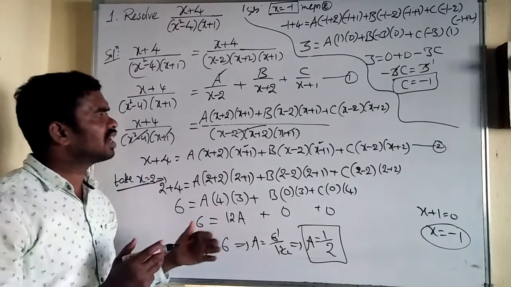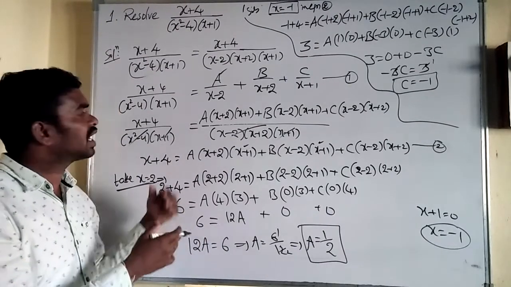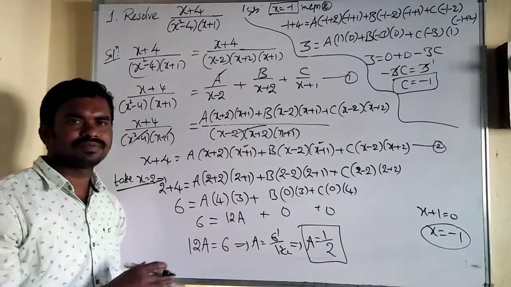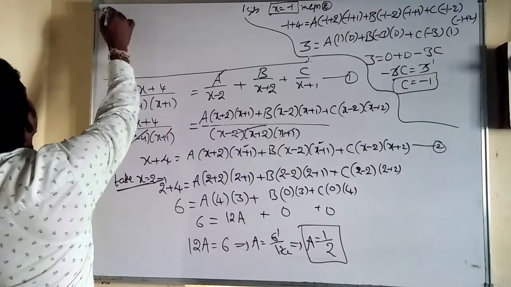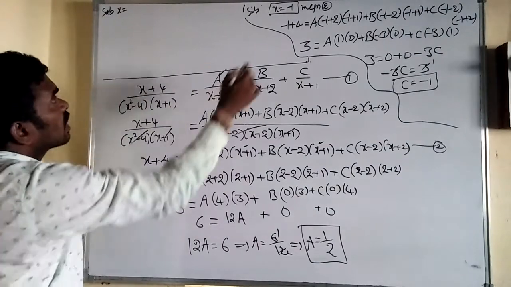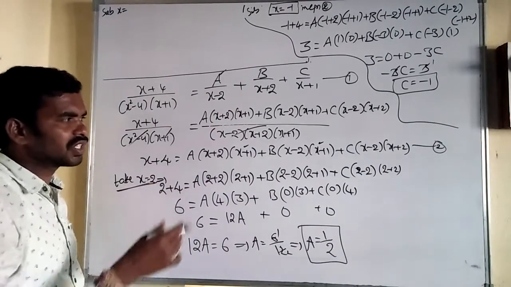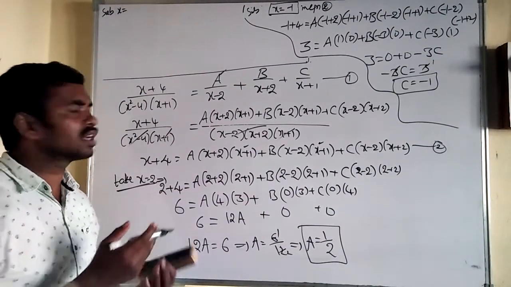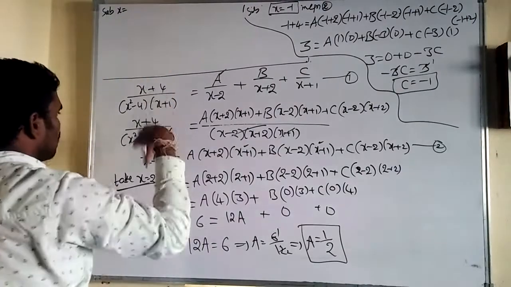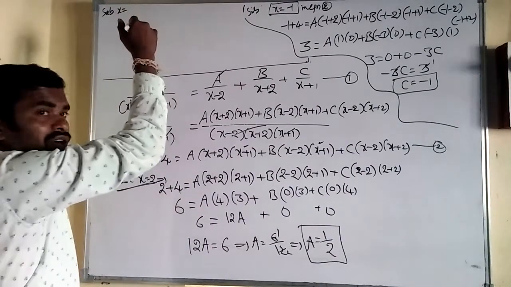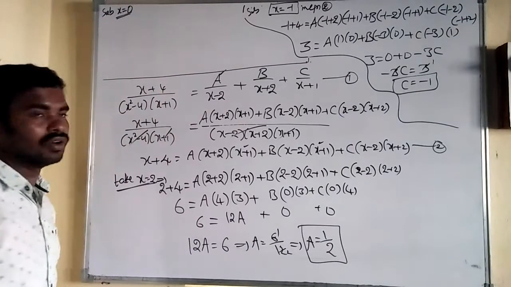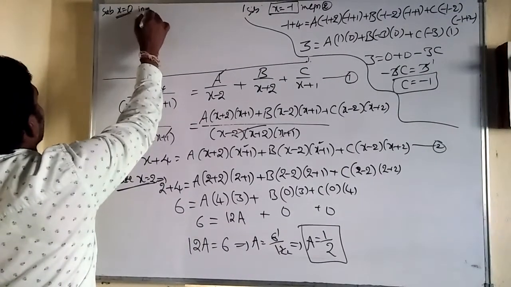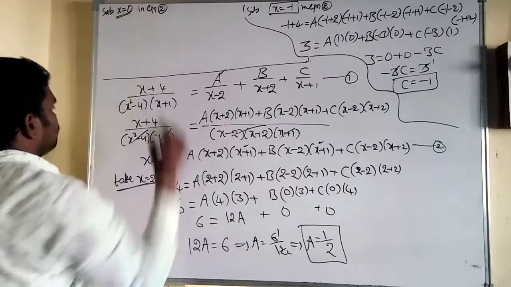After getting the a and c values, now I am going to take any one value. So substitute x equal to something other than minus 1 and 2. Your wish. 3 we can take, 0 we can take. What am I taking? 0. Okay, 0 I am taking. X equal to 0. Substitute x equal to 0 in equation 2.